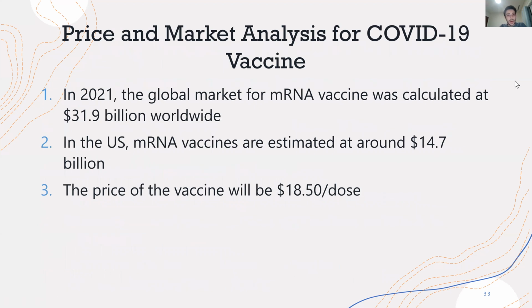Lastly, we'll talk about the price and market analysis for COVID-19. In 2021, the global market for mRNA vaccine was calculated at around $32 billion worldwide, which has increased because of COVID. And in the US, mRNA vaccines are estimated at around 15 billion, which is basically almost half of the world market. We determined the price of the vaccine will be sold at around $18.50 per dose.